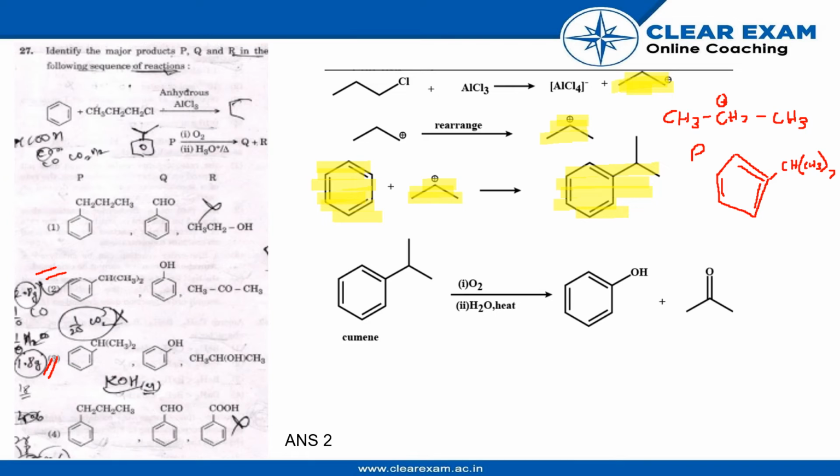So later this compound is reacted with oxygen in the presence of oxygen and heat. So this will form, here it is known, it will form this, which is phenol. So the correct position for this, according to the question, it will form like this, and CH3COCH3. So this phenol is formed.